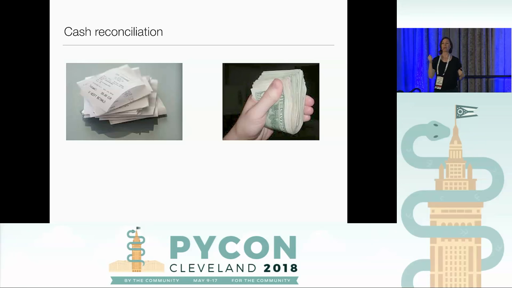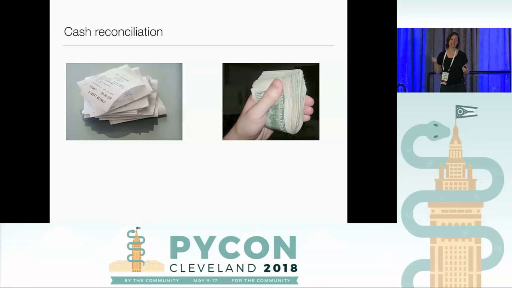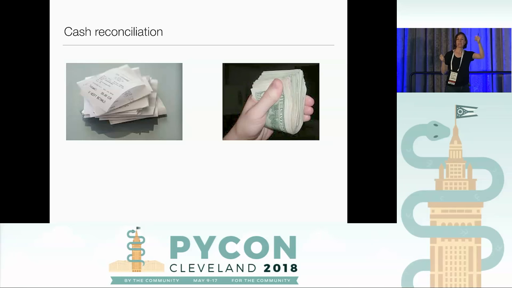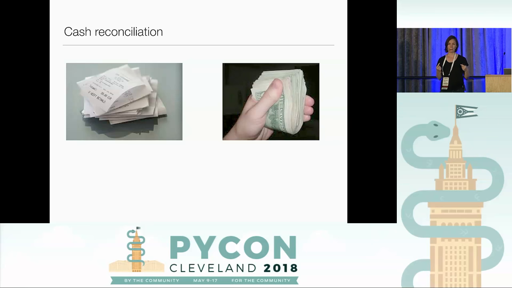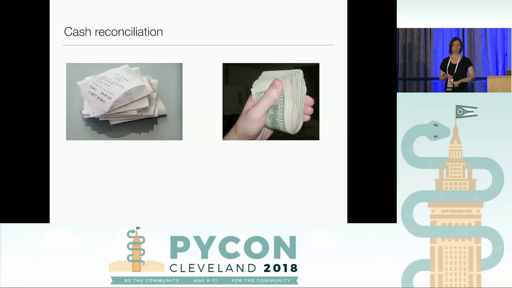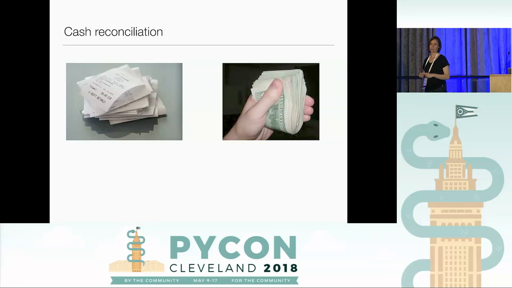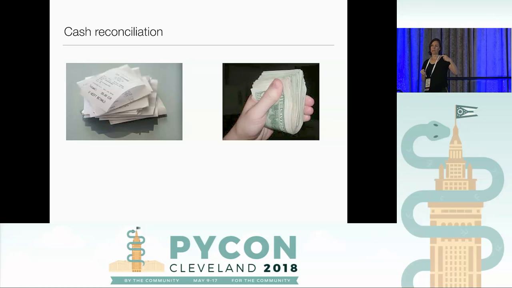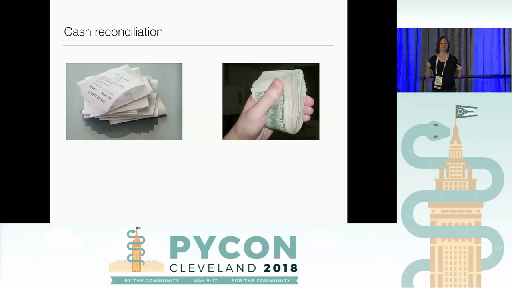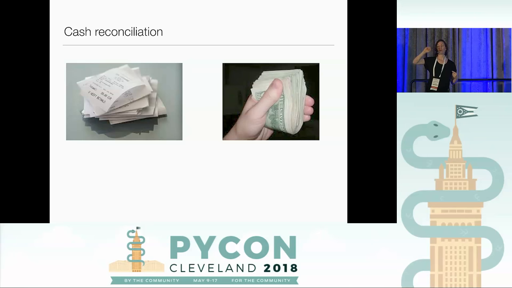You count the money in your register at the end of the day, and you compare it to the sum total of the receipts. If those things don't add up, that means that either somebody is swiping money or there's a problem with the receipts. Again, the issue with cash reconciliation is, unlike item-level reconciliation, it doesn't tell you where the source of the problem is, but it is a useful tool for looking at a system as a whole and deciding that you need to look into it closer.